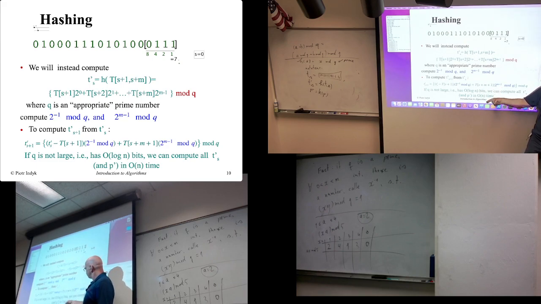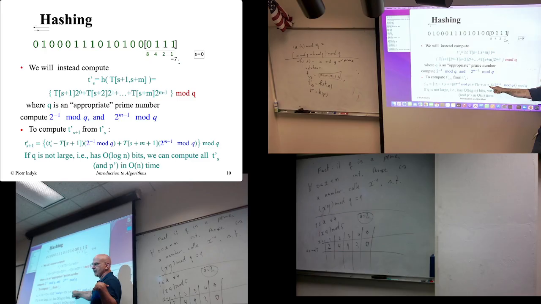That's just a division. Now I need to add to it T of S plus M plus 1, that is a new bit that is joining, times 2 to the M minus 1, and I'm computing modulo Q of the whole thing. But I don't really want to keep this number, 2 to the M minus 1 by itself is already too large. It takes too many bits. It's not a computer word. I'll just add to it 2 to the M minus 1, and do it immediately mod Q.